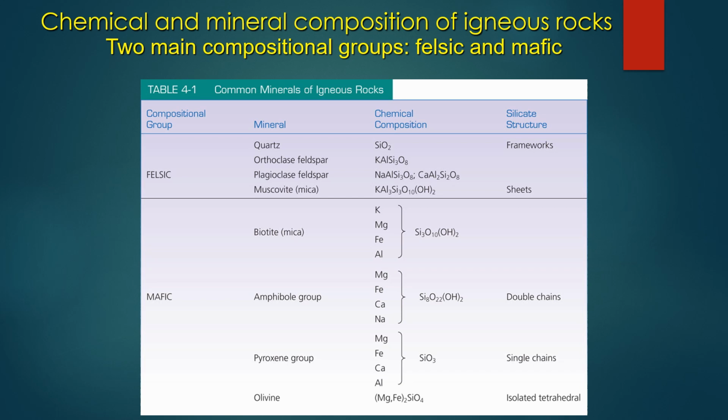Gabbro is a mafic rock, diorite is an intermediate rock, and granite is a felsic rock. Mafic, intermediate, and felsic rocks are all characterized by different mineral assemblages. To make it easy to remember, mafic rocks contain more dark minerals, and felsic rocks contain more light-colored minerals. And the intermediate rock is the transition type between them.